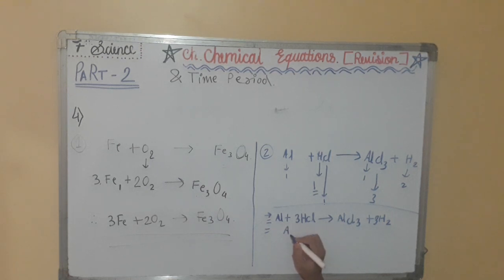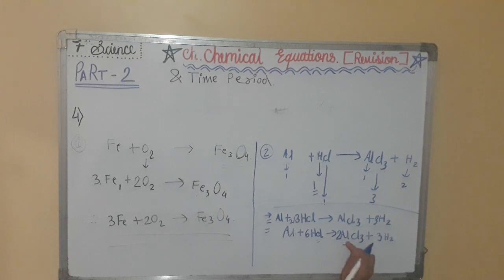Al plus, now this was 3HCl, we'll multiply again 2 with it to make this whole term as 6. So now this has become 6HCl is equal to 2AlCl3 plus 3H2. But now this chlorine and this chlorine are not equal. This chlorine's molecule is 6 and this chlorine's molecule is 3. Now with this whole term we'll multiply 2.